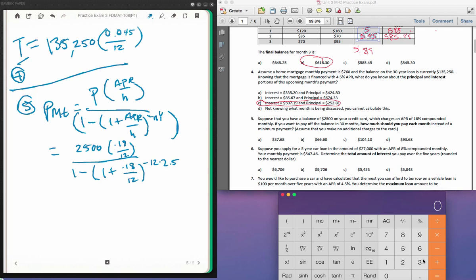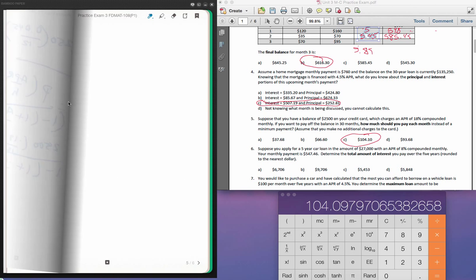Yes. Okay, now we'll do the top, 2,500 times 0.18 divided by 12. And we'll divide that number by our memory recall. So 104.10. So there we go. C is the correct answer on that. All right, so question number 6.